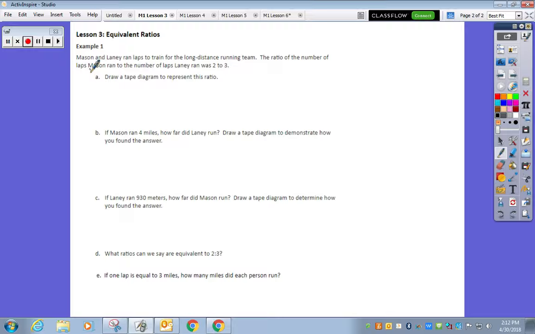So we've got Mason to Laney's laps. So when I look at these two numbers, 2 to 3, the order is Mason to Laney. So the 2 would be Mason's laps and the 3 would be Laney's laps. Part A asks us to draw a tape diagram to represent this ratio. So I'm going to draw 2 boxes and label those M for Mason. And I'm going to draw 3 boxes for Laney. Notice that I've lined up the first 2 in each of the ratios, so everything's lined up nicely.